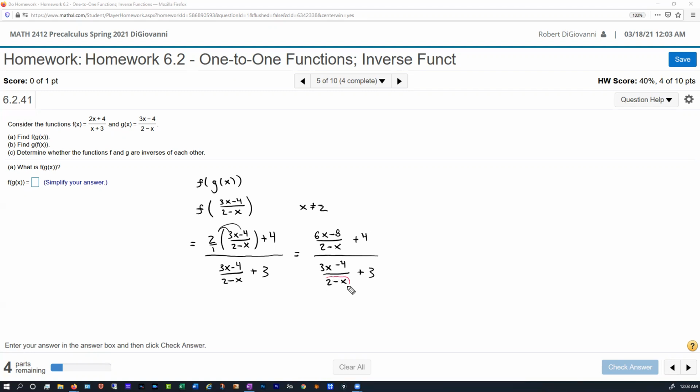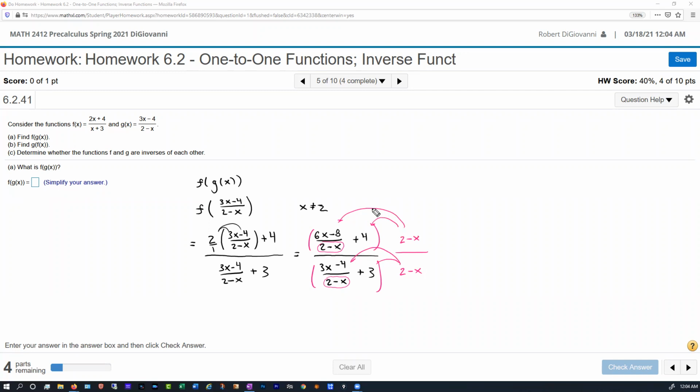Because I have a fraction here with 2 minus x in the bottom and a 2 minus x in the bottom here, what I'm going to do is multiply this whole top by 2 minus x, and the bottom by 2 minus x. Now let's see what happens. We have to multiply it through to here and here. And on the bottom we do the same thing. We multiply it to here and here. So let's see what happens.